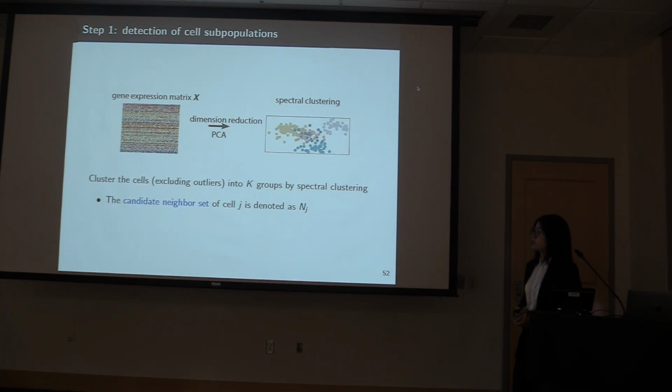Based on this clustering result, for each cell J, we define the cells that are in the same cluster as cell J as its candidate neighbor set and denote it as NJ. And we will use this information in the imputation step. Meanwhile, for those cells that do not have any close neighbors, we define them as outlier cells, and these cells are excluded from the imputation step.